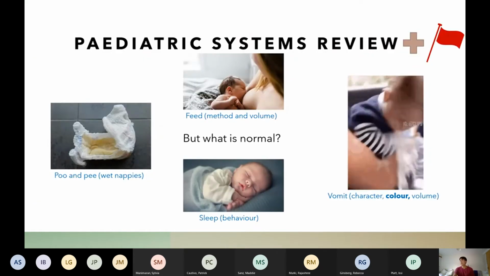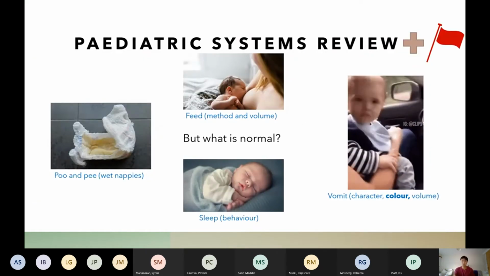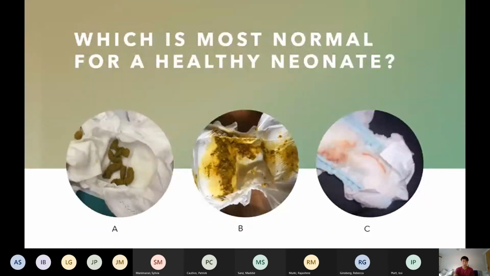Okay. So the paediatric systems review is: what do babies do? So poo, pee, feed, behavior, and vomit, plus your red flags, so fever and respiratory distress. But I think what people tend to struggle with is knowing what's normal, particularly if you haven't had any younger brothers or been babysitting for babies.